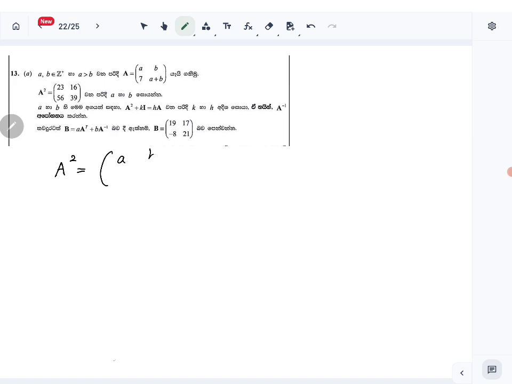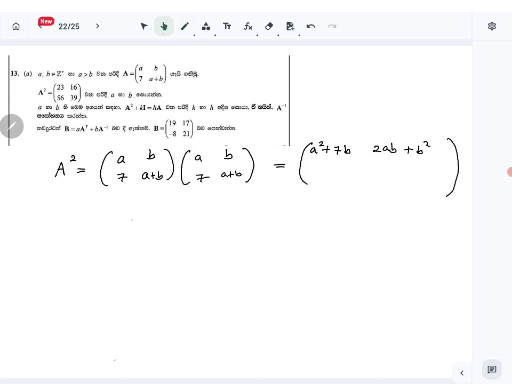So we have to multiply A with A again. So now matrix multiplication, right? So let's create the first term. A into A, B into 7. So add them, A squared plus 7B. Then the second term in the first row, A into B, B into A plus B. So that gives you 2AB plus B squared.